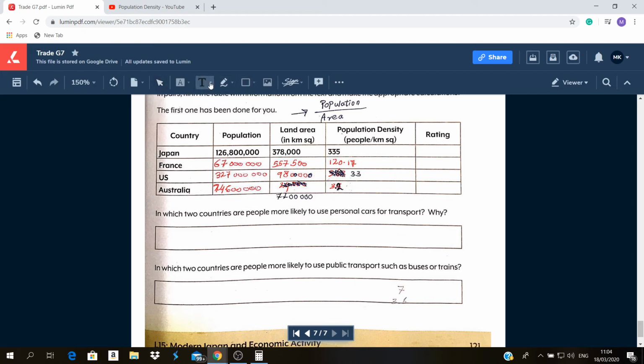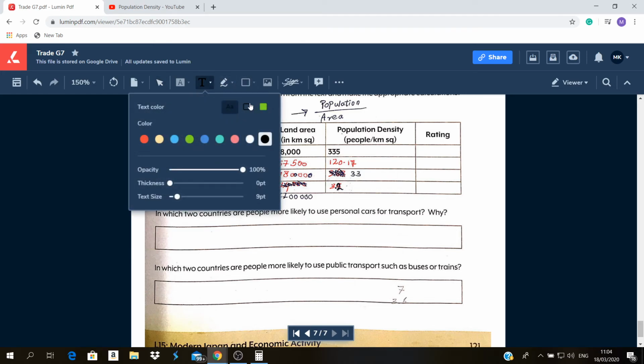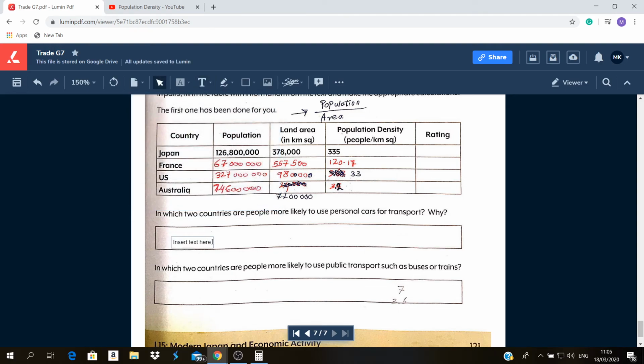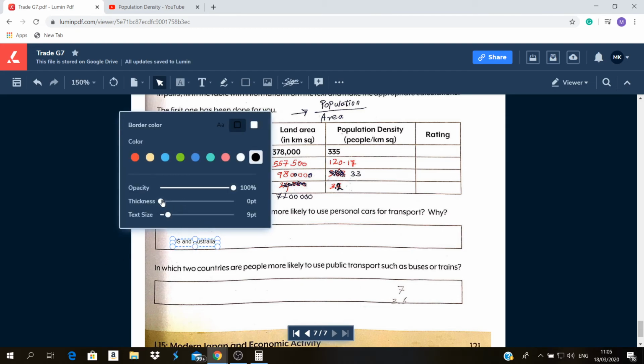So in which places are people going to use their personal cars? This means these two places have to have less density. So these countries are what? Personal cars: US and Australia.